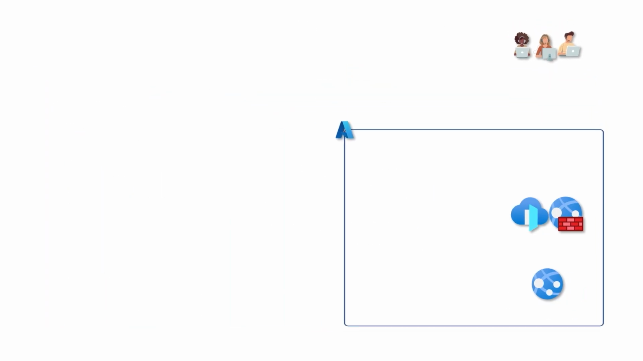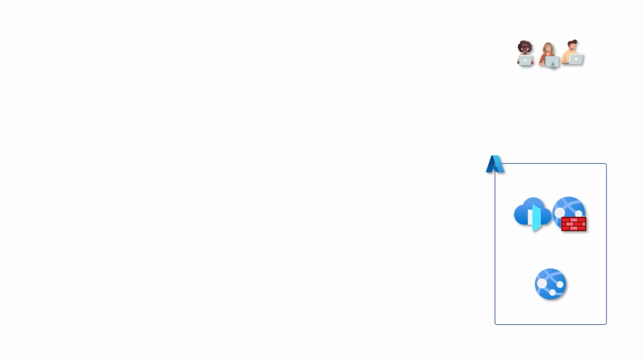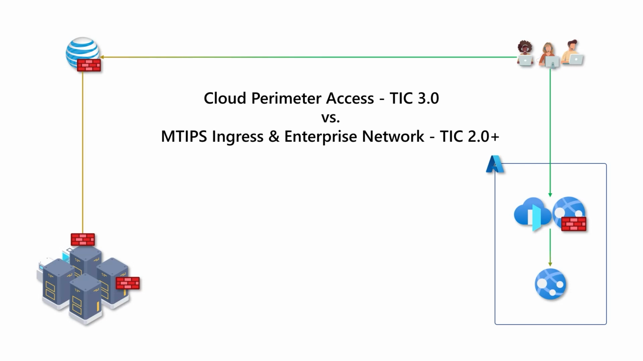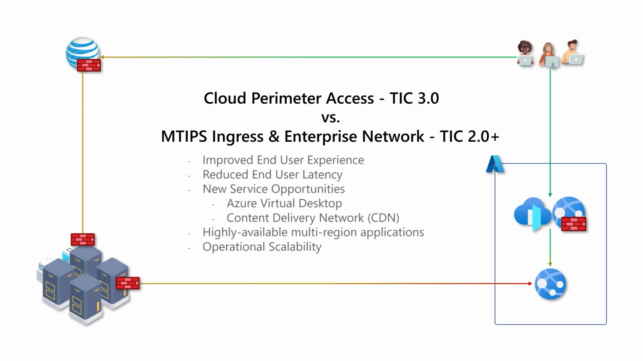TIC 3.0 provides a first class experience for your end users such that they get to directly access your cloud based service while being protected with the firewall. Under TIC 2.0, those users must traverse multiple connections from the MTIPs to the data center and across a site to site VPN or an express route. TIC 3.0 will help you innovate and provide new services and capabilities to all of your users.